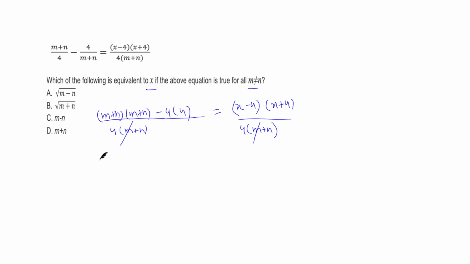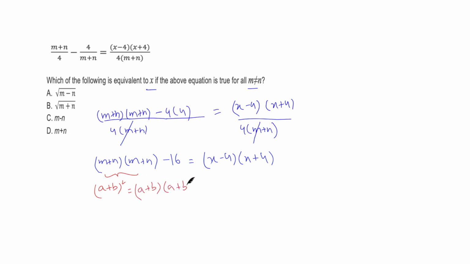So now we have (m plus n) into (m plus n) minus 16 equals (x minus 4) into (x plus 4). Now you need to be a little intelligent. So if I ask you what is (m plus n) into (m plus n), this is basically (a plus b) whole squared. This is something you need to know. So can I write it like this? (a plus b) whole squared is (a plus b) into (a plus b). It's exactly the same thing. Multiply these and you will get a squared plus b squared plus 2ab.